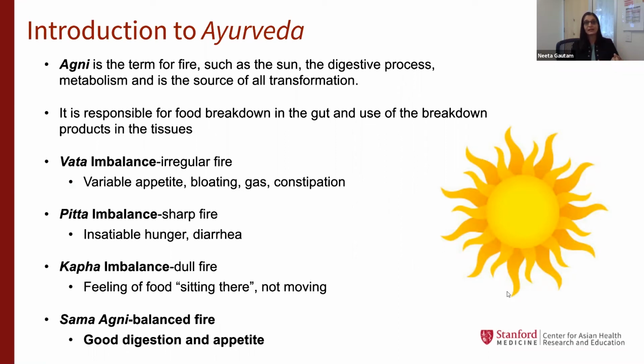In a Kapha imbalance, you can imagine if there was dirt thrown onto a fire, the fire becomes dull, the feeling of the food not moving or not processing appropriately. Our goal with our Agni is to have a balanced fire, which is called Sama Agni, and that's good digestion and appetite.